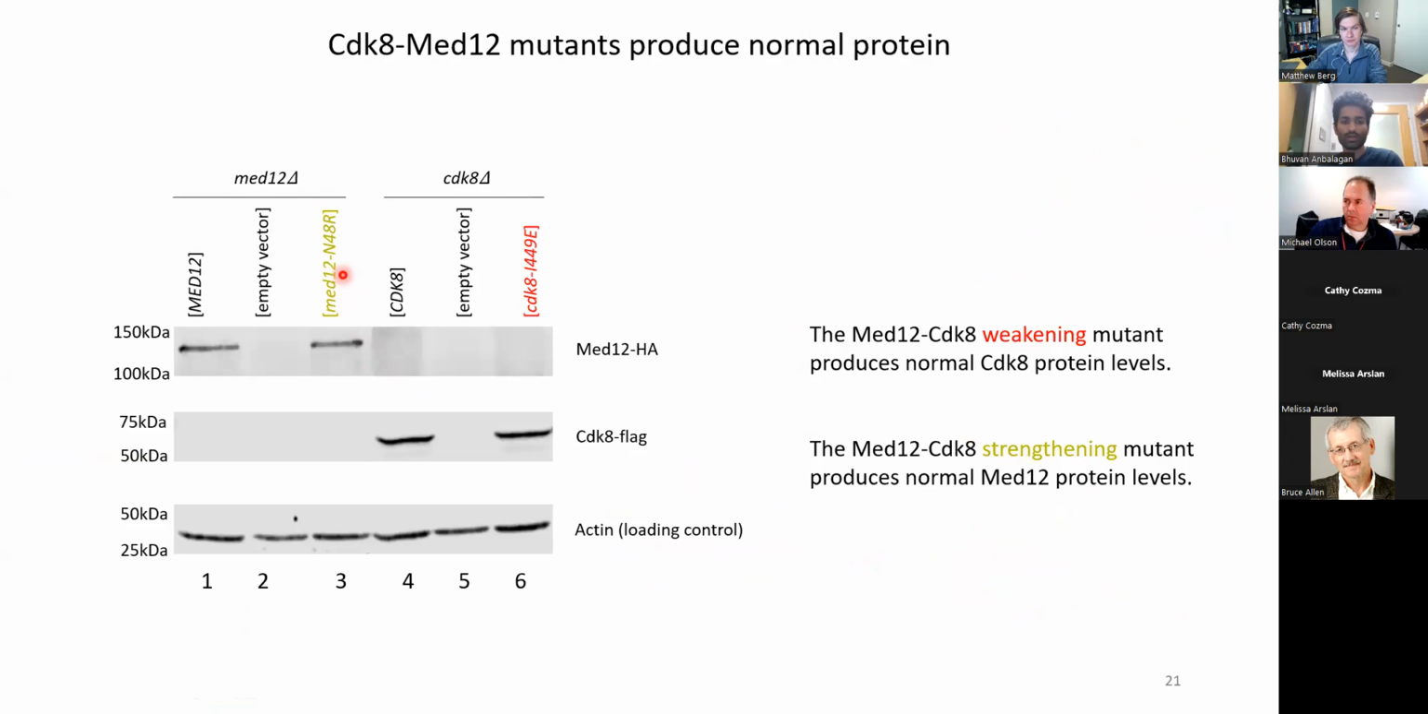So first I made the MED12 N48R mutant, tagged it with an HA epitope, and introduced it into a MED12 knockout background. As you can see, it produces normal levels of protein when compared to MED12, and the empty vector does not produce any protein as expected. Likewise, I introduced the CDK8 I449E mutant, tagged it with a flag epitope, and introduced it into a CDK8 knockout background, and it also produces normal levels of protein when compared to the wild type, and the empty vector does not produce any protein.